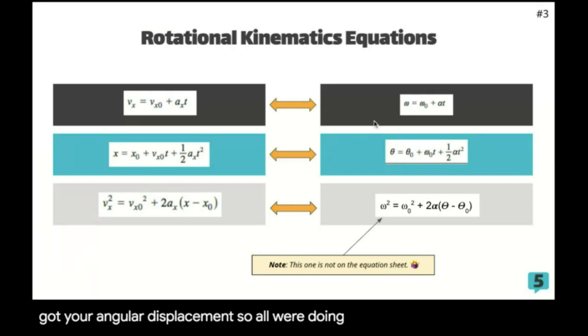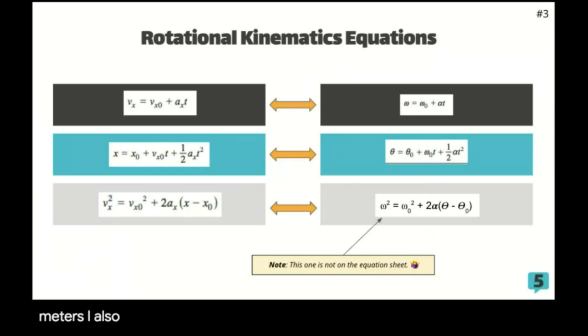So all we're doing is the same thing that you've already been doing with the regular kinematics equations and regular kinematics problems. It's just that we're doing it in angular values. So instead of in meters, we're in radians, and we're talking about things spinning.